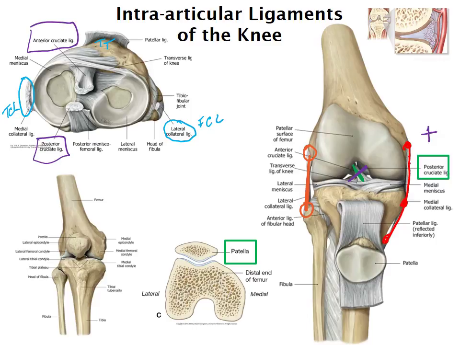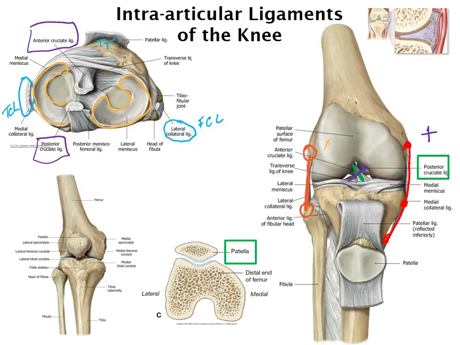Let's also take a look at the menisci. So we have drawn here in yellow, we're going to draw in the borders of the menisci. They're these C-shaped structures, and they are going to help give the knee more congruency. In other words, the femur and the tibia are going to have more contact area between the two because of these menisci. Also, it's going to give a little bit of cushioning.